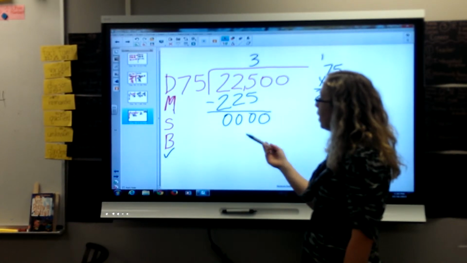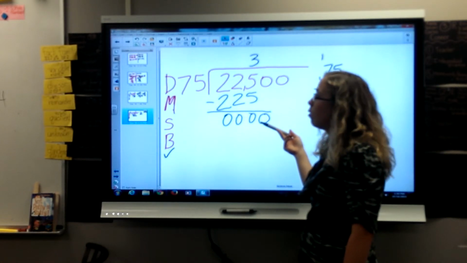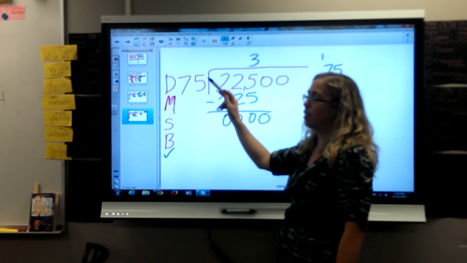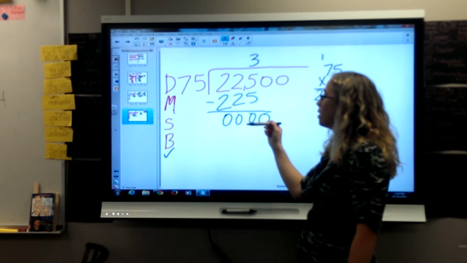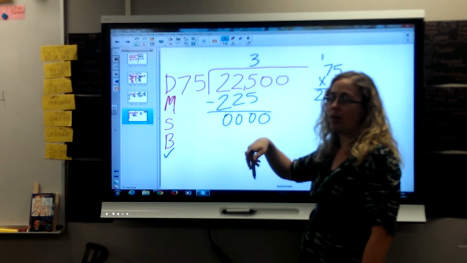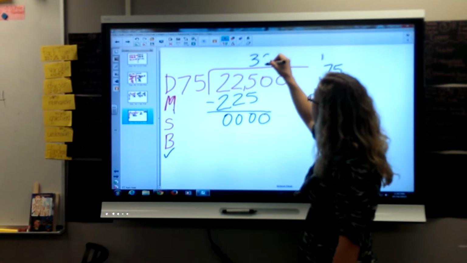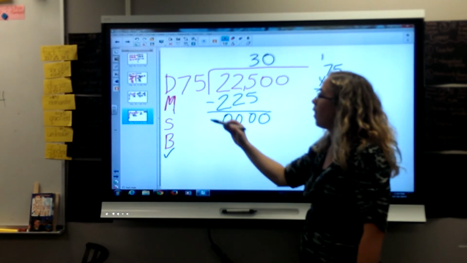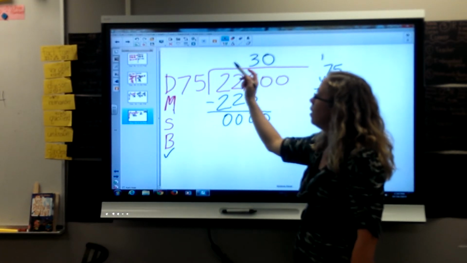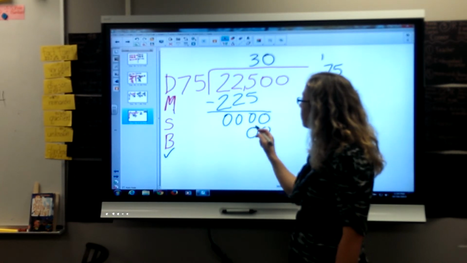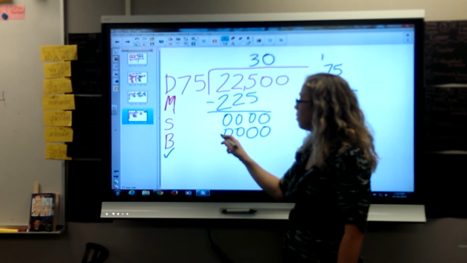So let's check. Is 000 less than or greater than 75? Obviously it's less than 75, so we can divide this number by 75 0 times. That was our dividing. Now we multiply. 0 times 75 is 0. Now let's subtract.